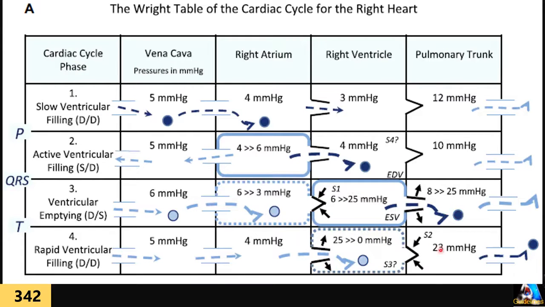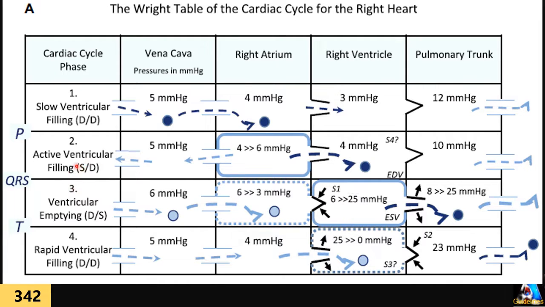Here are those pressure changes in the right side of the heart. As you can see, the vena cava pressure is higher than the right atrium. So blood from the superior vena cava and inferior vena cava goes to the right atrium. During slow ventricular filling, diastasis, there is a small difference between the right atrium and right ventricle pressures. And the pulmonary valve is closed, so blood does not go to the pulmonary artery.